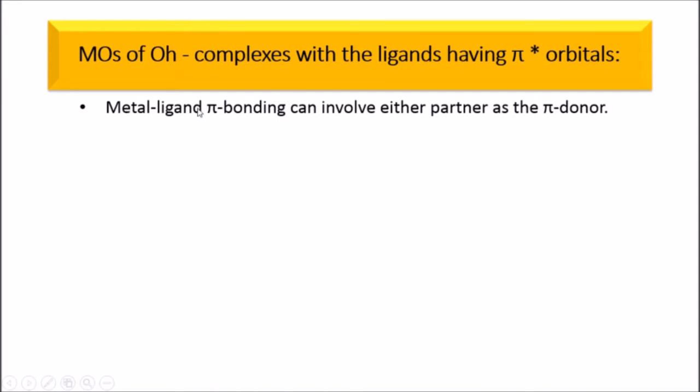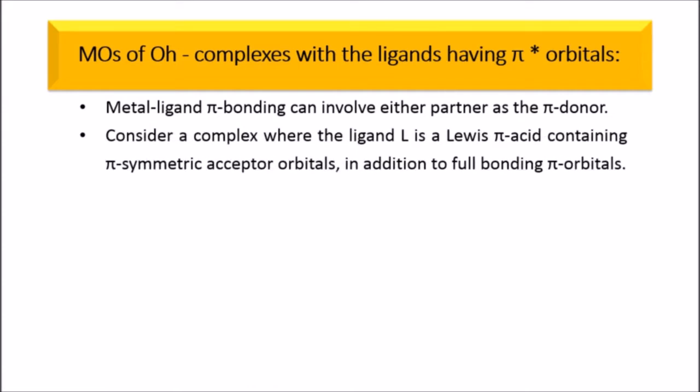As I already said, metal ligand pi bonding can involve either partner as the pi donor. So along with pi donor, we're going to discuss pi acceptance here as well. Consider a complex where ligand L is a Lewis pi acid containing pi symmetric acceptor orbitals in addition to filled bonding pi orbitals. So that means there is a pi orbital already there. We're going to discuss sigma donation and pi donation, which we have already done. Along with this pi orbital, it contains certain pi symmetric acceptor orbitals.